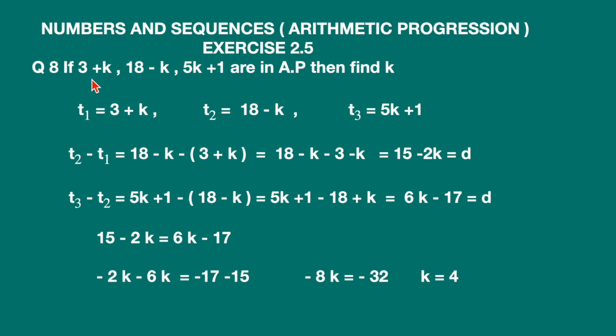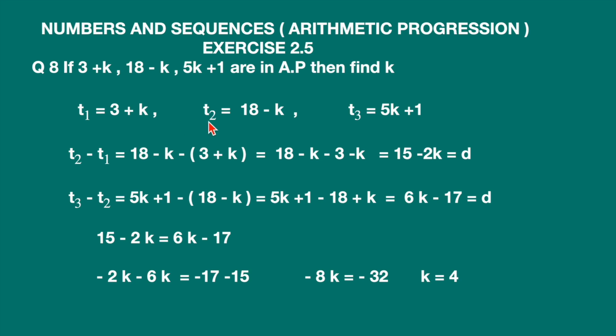If 3 plus k, 18 minus k, 5k plus 1 are in AP, that is arithmetic progression, then find k. Okay, so here this is an arithmetic progression. This is the first term T1, second term T2, and this is the third term T3. So I have written it down here.